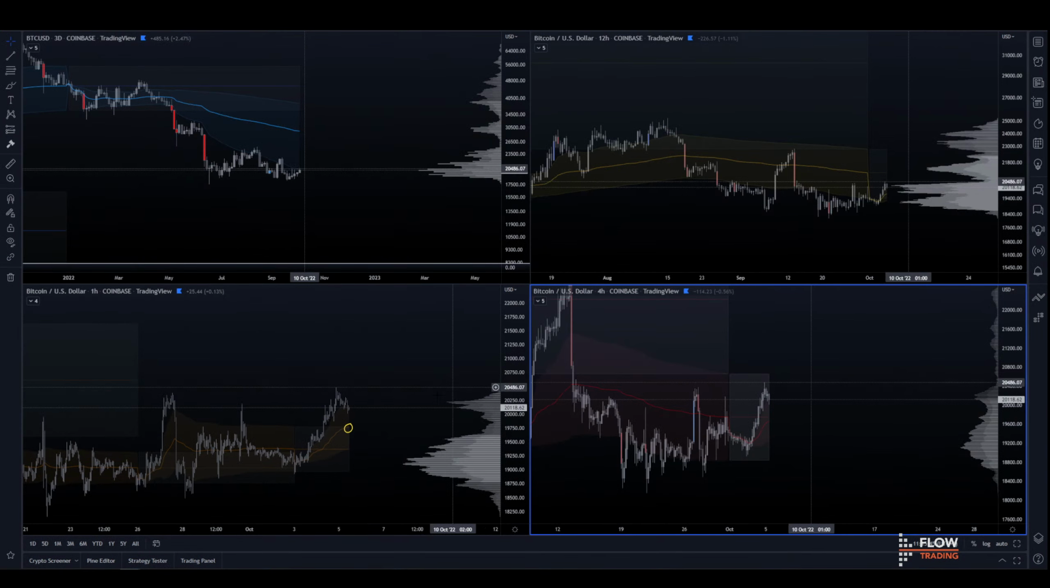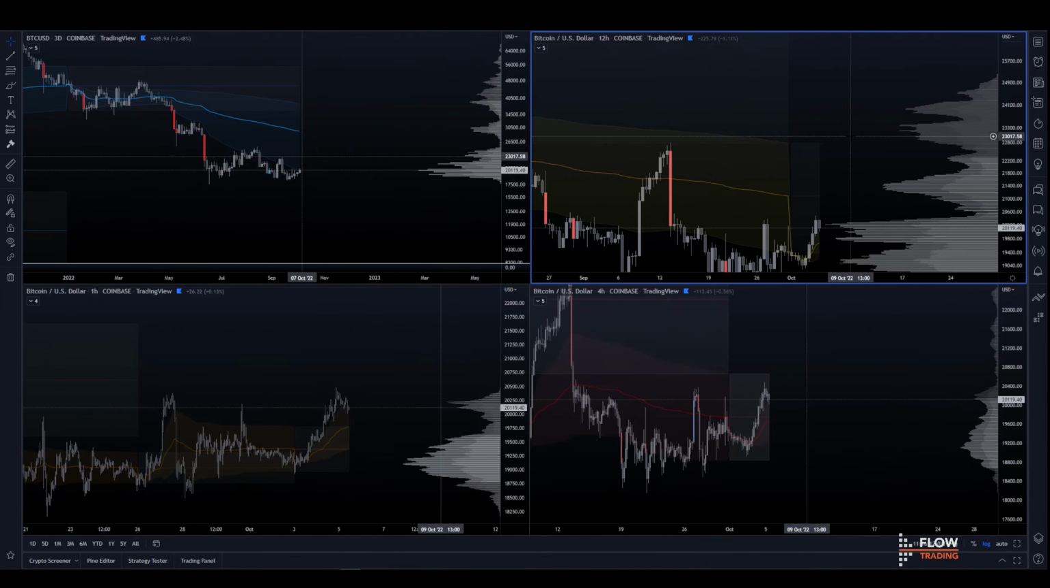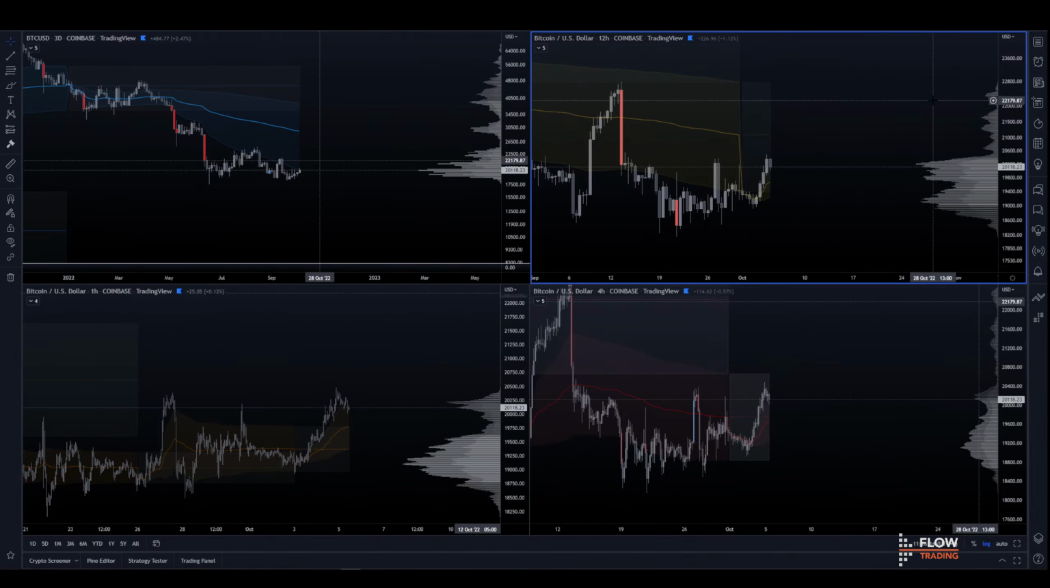So I hope this kind of makes sense to you guys. Like I said, 19,700 for support. If we break down below, we're going to go much lower. In terms of shorts, I'd be looking at 20,700. If we do break above 20,700, then I think we've got potential to going all the way to 22k. But I think the price wouldn't go much higher than that. Okay, 22,000. 22,800 at the very, very most. Okay, as you can see here, right? So round about that level there.